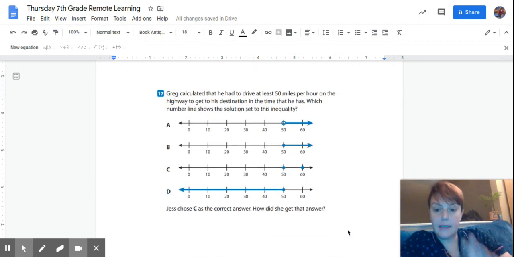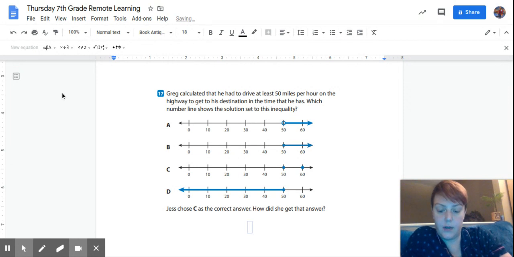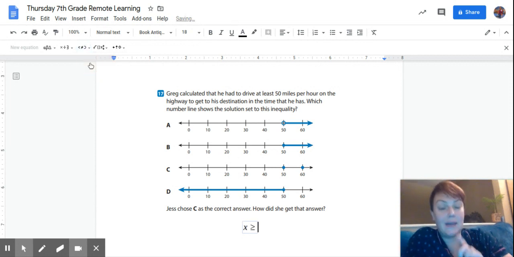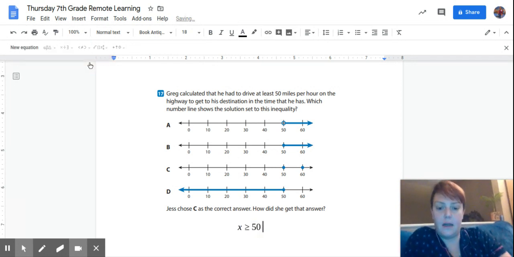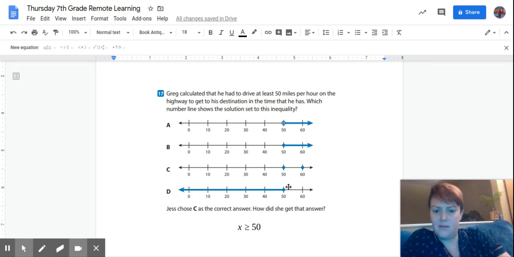All right, last question. Greg noted that he had to drive at least 50 miles an hour, and so we're going to write there at least. X is greater than or equal to. That's what at least means, 50 miles an hour. Which one of these graphs shows that? Well, we can knock out D because, when people see at least, the number one mistake that they make is thinking that that means less than. And so, that one's just wrong because at least means greater than or equal to.